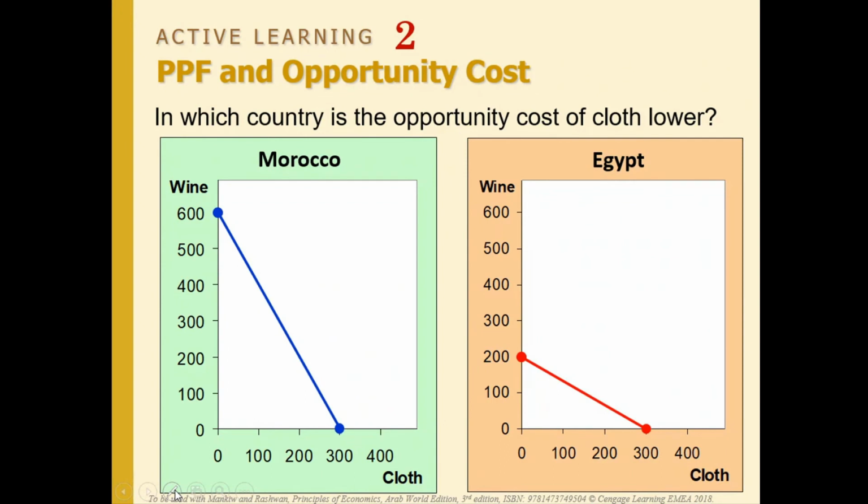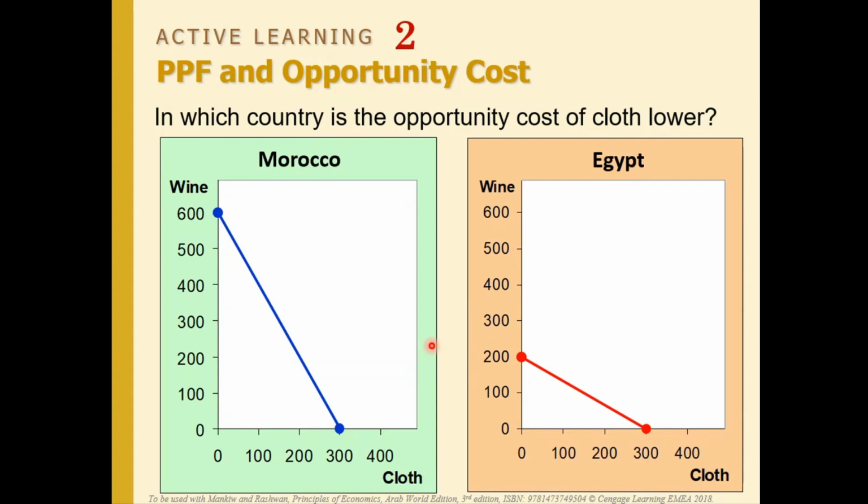There is another way to choose the comparative advantage. If you have an exam question like this, in which country is the opportunity cost of clothes lower? Instead of doing the math, it is very simple. Look at the slope. Which slope is more horizontal, Morocco or Egypt? The lower one, yes, Egypt. Egypt has the lower slope. Take it as a rule: if you have the lower slope, you have the comparative advantage, meaning you have lower opportunity cost.